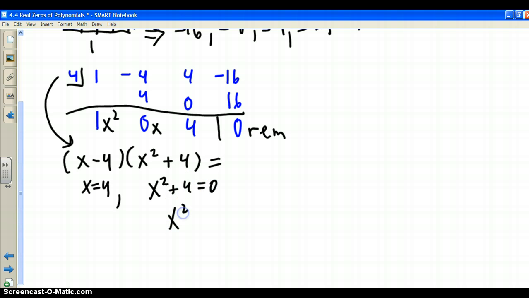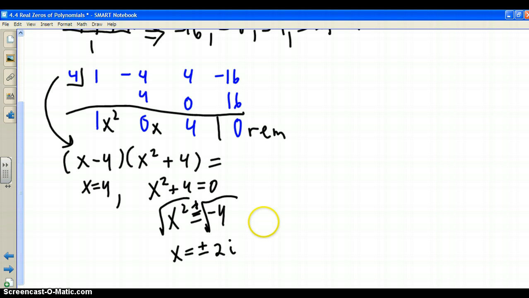So x squared equals -4. So take the square root of both sides. Don't forget, plus or minus. x equals plus or minus the square root of -4, which I hope you know is 2i. So we had 2 imaginary roots there.